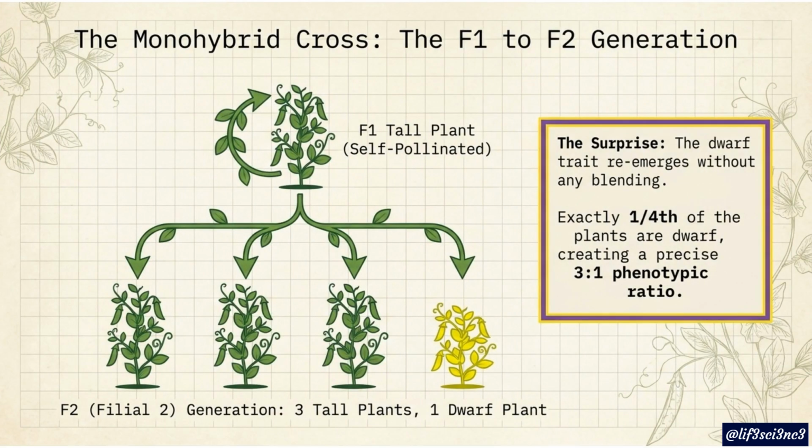Mendel didn't stop there. He took those F1 tall plants and allowed them to self-pollinate to produce the F2 or filial 2 generation. This is where the big surprise happened. The dwarf trait suddenly re-emerged, and it came back with no blending whatsoever. When Mendel counted the plants, exactly 1/4 of the F2 generation turned out to be dwarf, while 3/4 remained tall. This gave a precise 3:1 phenotypic ratio. This proved that the dwarf trait wasn't lost or destroyed in the F1 generation. It was simply hidden, waiting for the right moment to show up again.